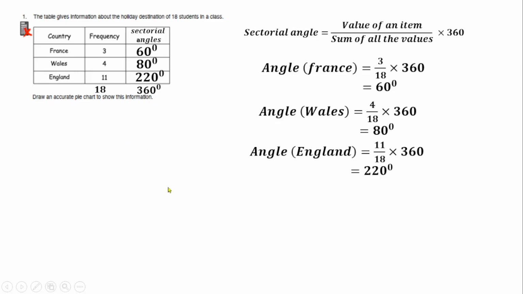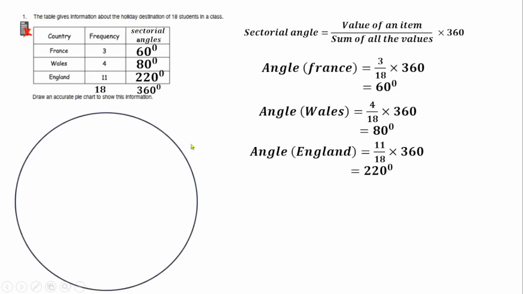The pin of the compass will tell you the center of the circle. So that's why it is advisable to use a compass, not any other thing, to draw the circle when you're drawing a pie chart, because the pin of the compass will tell you the middle of the circle. So I will draw my circle. This is my own circle now. Then what do you do next?